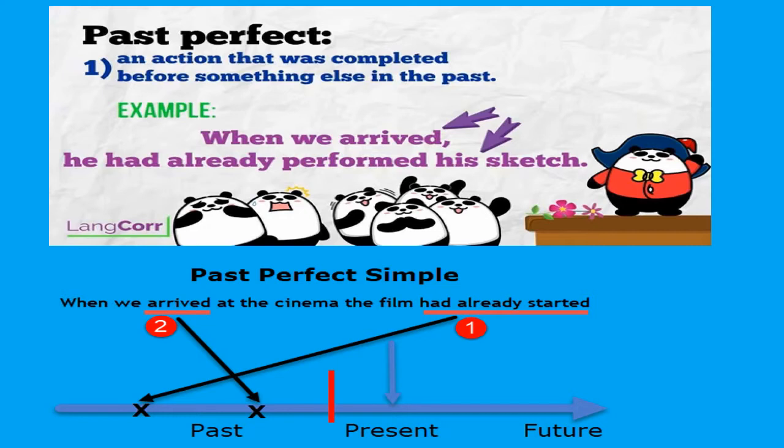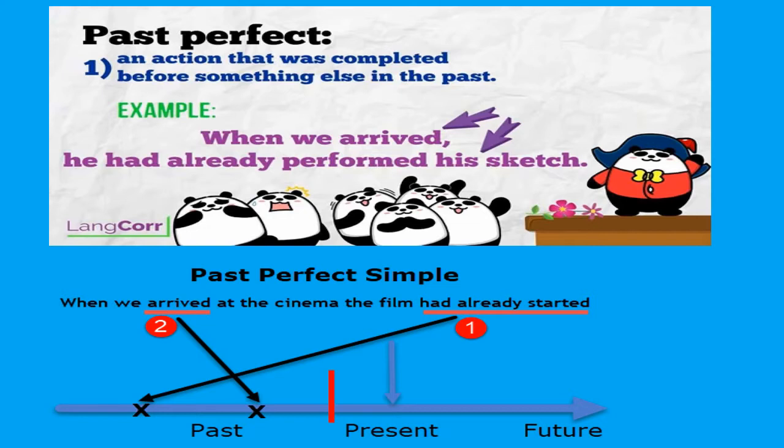When we arrived at the cinema, the film had already started. Here, the word when is a linking word. We use it to join two sentences in the past simple and past perfect. After when, we usually use the past simple. And after that, sentence number 2 is in the past perfect.